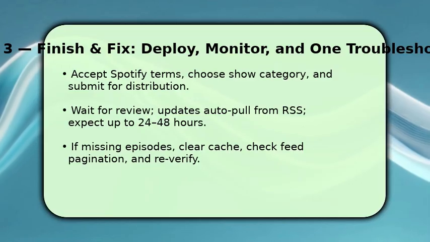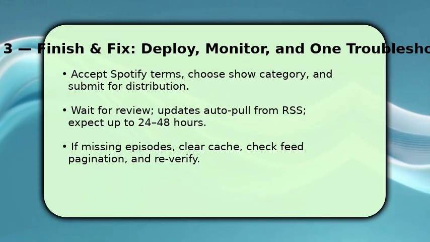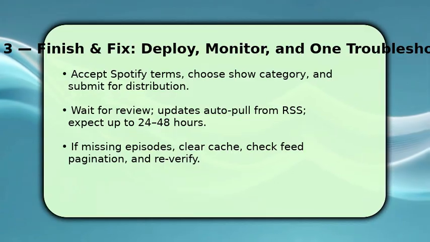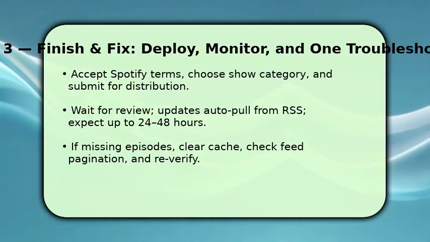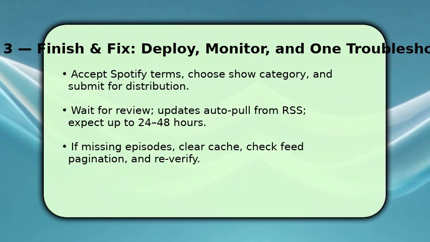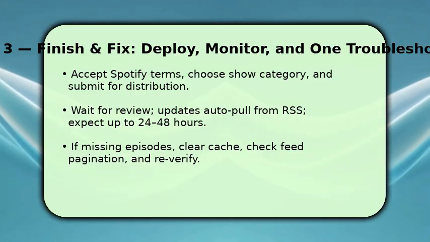After listing, future episode additions are automatic. Spotify pulls new items from your RSS. If episodes don't appear, clear app cache, re-verify the feed URL, and confirm your host isn't using pagination that hides new items. One key troubleshooting tip: validate your XML in an RSS validator and fix any reported errors before resubmitting.